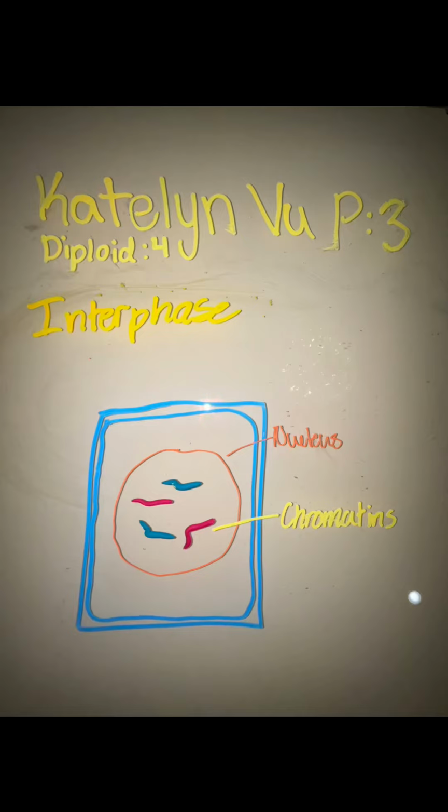The cell cycle, the first step is interphase. During interphase, the cell spends 90% of its time here. It is split into 3 different phases, called G1, S phase, and G2. The S phase is rather significant because that's when replication happens.